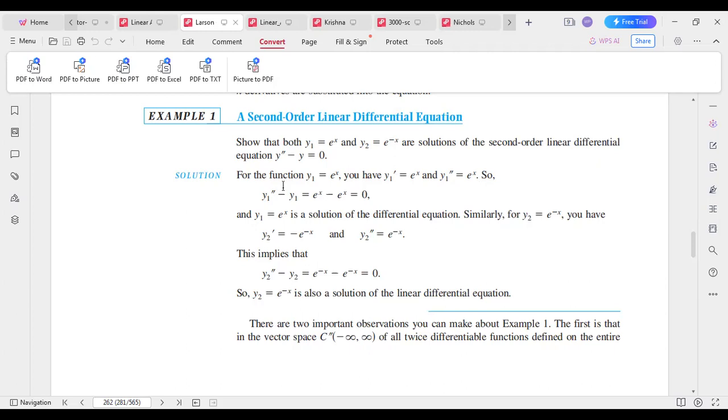So the given differential equation can be written as this. Now y1 is a solution of the differential equation because it satisfies the equation. So it implies that y2 is also a solution of the differential equation.